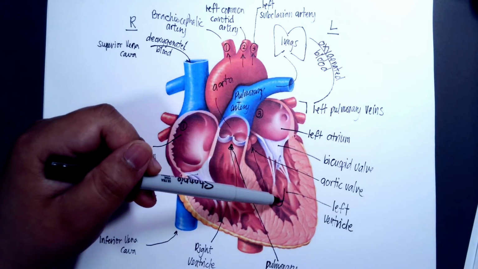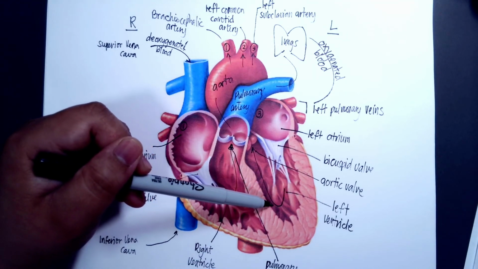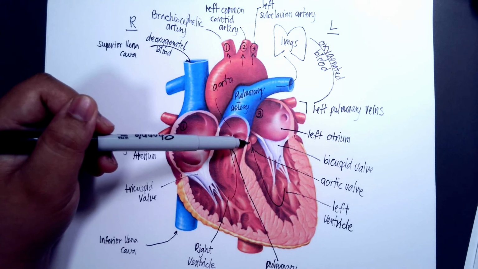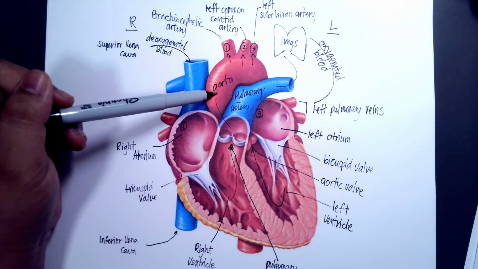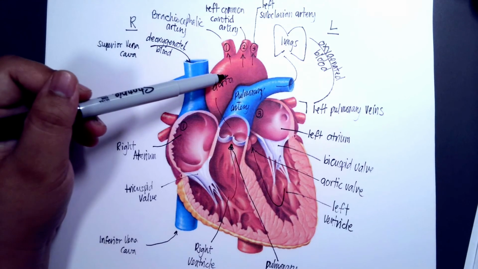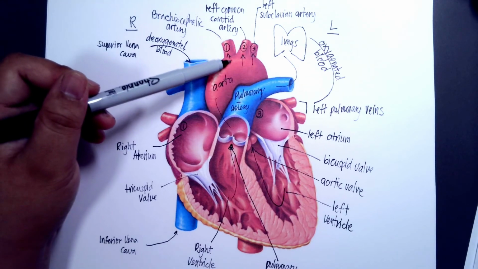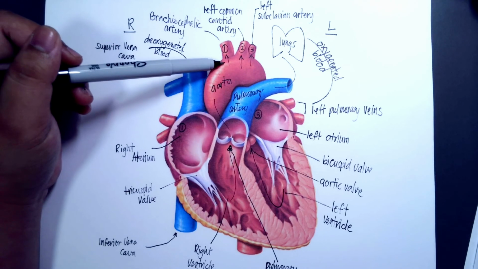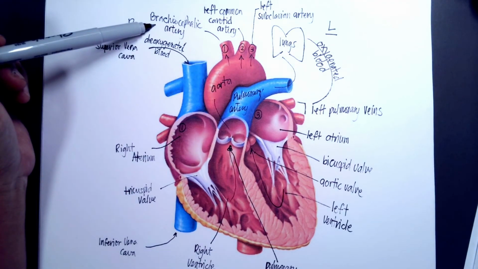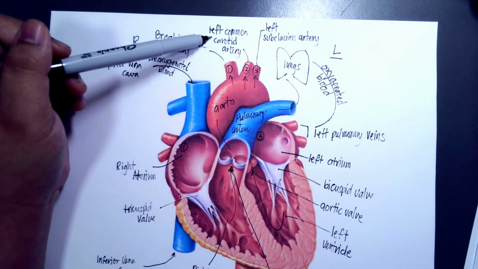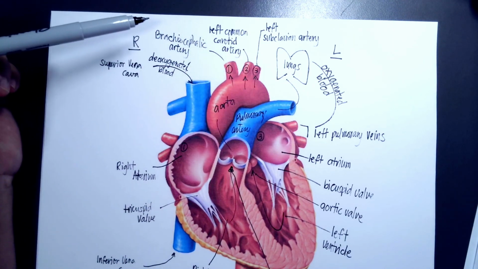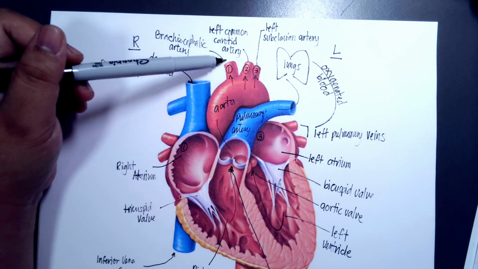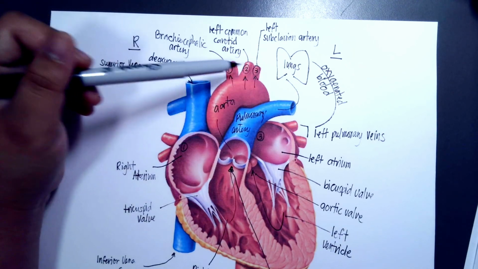The oxygenated blood that enters the left ventricle is now going to leave and pass through the aortic valve and into the aorta, which is the largest artery of the body, and is now ready to be distributed throughout the body through these small arteries. First is the brachiocephalic artery. The second one is the left common carotid artery. And the third one is the left subclavian artery, which is now going to distribute and carry the oxygenated blood.